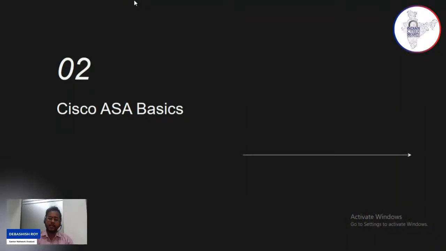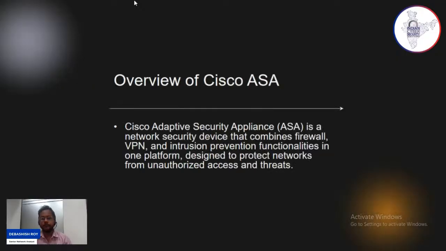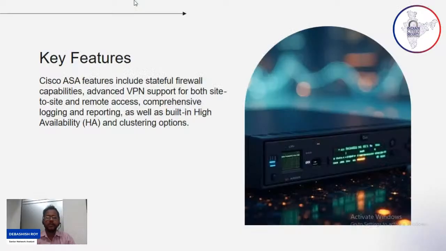Now, in the case of Cisco ASA VPN, what are the basics? Cisco Adaptive Security Appliance is a network security device that combines firewall, VPN, and IPS intrusion prevention functionalities in one platform. So what are the key features? Cisco ASA features include stateful firewall capabilities, meaning it maintains a log or a history, for example that you are blocking some ports or networks, so it is remembering those. Advanced VPN support for both site-to-site and remote access VPN, and comprehensive logging and reporting as well as built-in high availability. So all these features are there in the ASA.